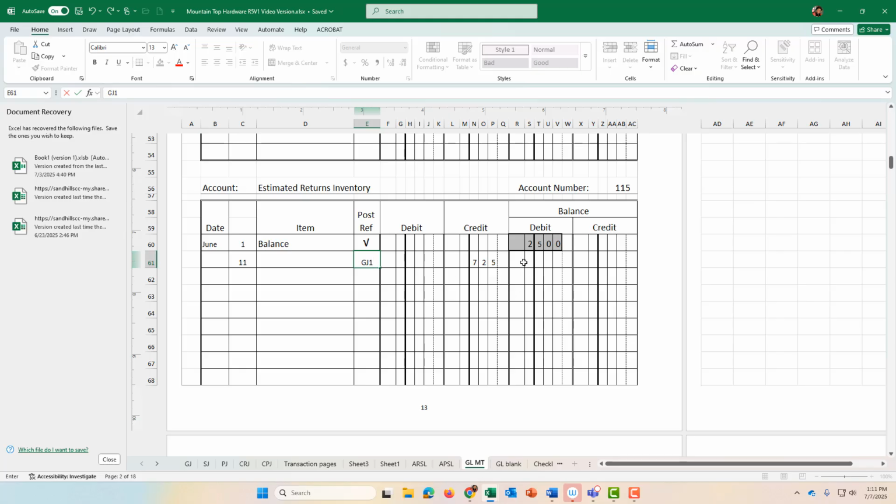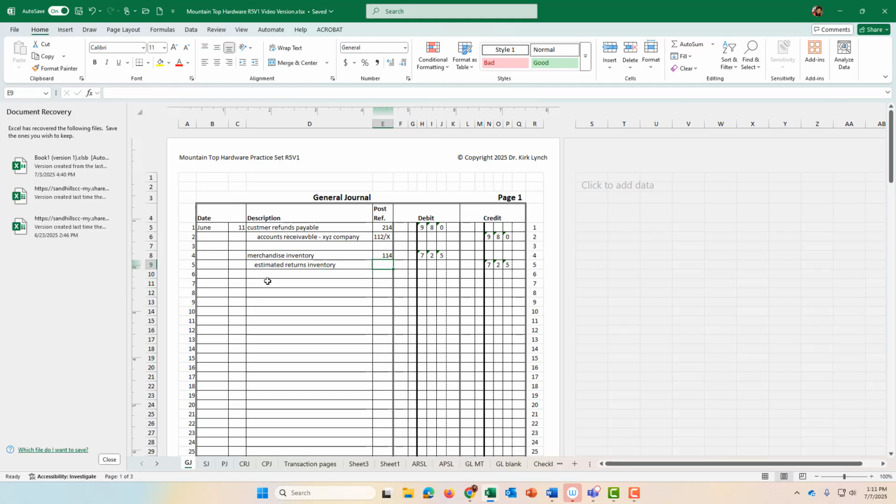This is a subtraction, and so if we take 2,500 and we subtract 725, we get a balance of 1,775. So 1,775 is our new balance. And finally, our posting reference for this is 115. And so back in our general journal, we put 115.